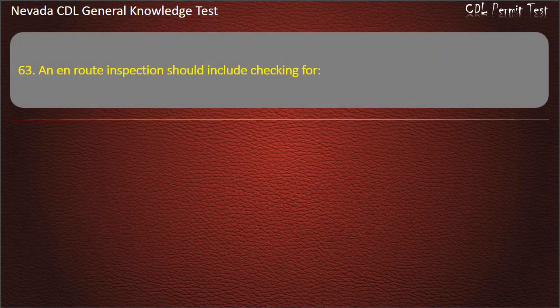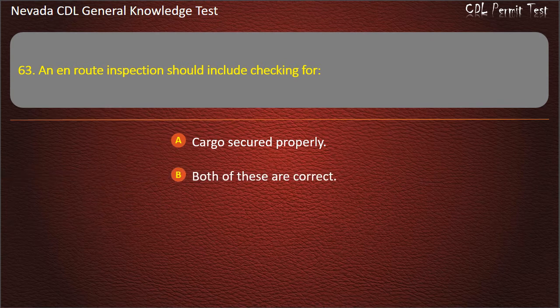Question 63. An en route inspection should include checking for cargo secured properly. Both of these are correct. Tire overheating and brake overheating. Answer. Both of these are correct.